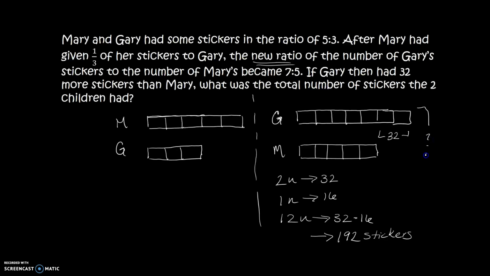So, you know, this is a word problem that has a lot of information, but really if you break it down, it's not even really a changing ratios problem because they tell you the new ratio and then they give you how many more Gary has. So 2 units equals 32, 1 unit equals 16, 12 units is how many they have together, which equals 192.